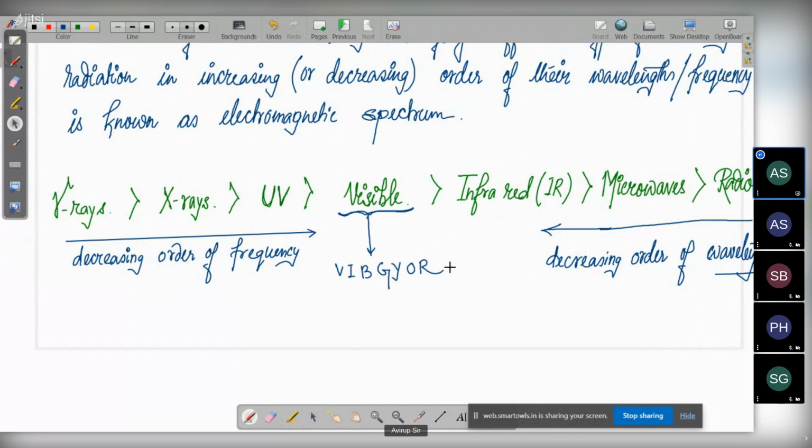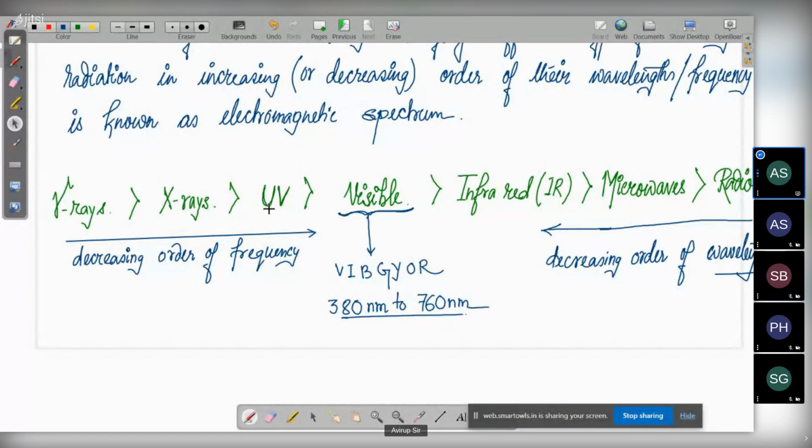And what is the wavelength of the visible spectrum? The visible spectrum falls under the wavelength of 380 to 760 nanometer. So this is the range of your human eye, 380 nanometer to 760 nanometer. Anything outside this range is not visible to the human eye. Then you have the ultraviolet radiation, X-rays and gamma rays. These are high frequency and high energy radiations.